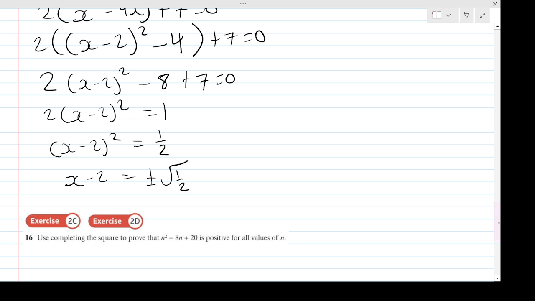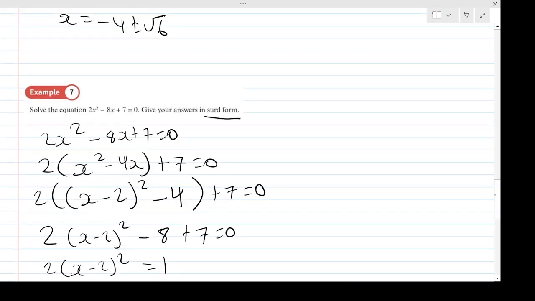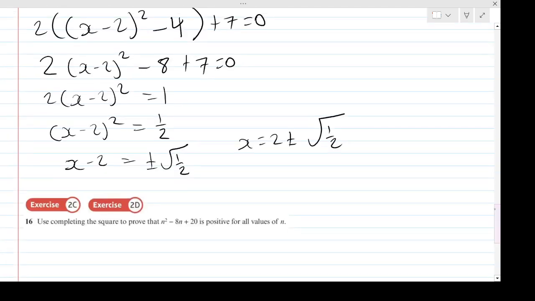Okay. And then simply to get x, we can add 2. So then x is 2 plus or minus root of a half. And there we are. That's our answer. Yes, it says give our answers in surd form. So again, keep the surds.